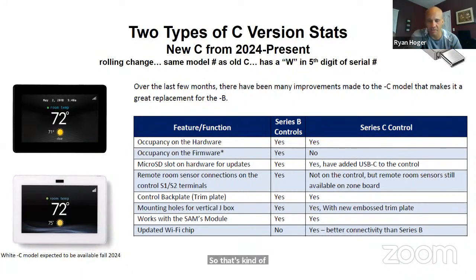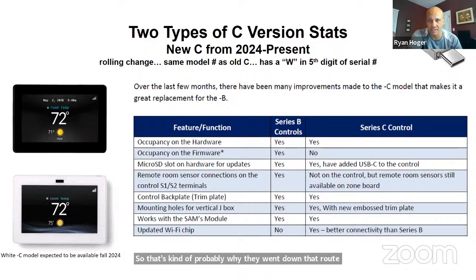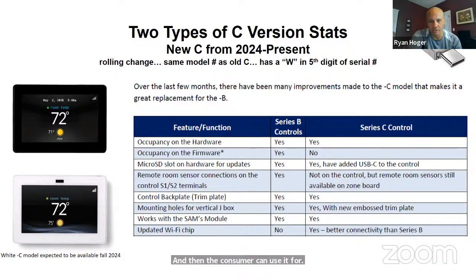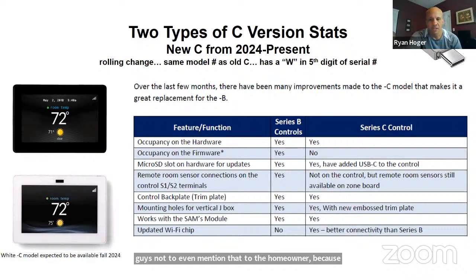So on the bottom, instead of a micro SD slot on the side, it has a USB-C slot. It's going to work exactly the same, and I'll show you the few things that are a little bit different. But you're going to use it to do software updates if you don't want to wait for over-the-air updates. You can use it for loading dealer contact info, like a logo and stuff like that, if you want to. And then the consumer can use it for uploading screensaver photos. But generally, I tell the guys not to even mention that to the homeowner, because then you end up being the photo editing guy for them, which kind of stinks.